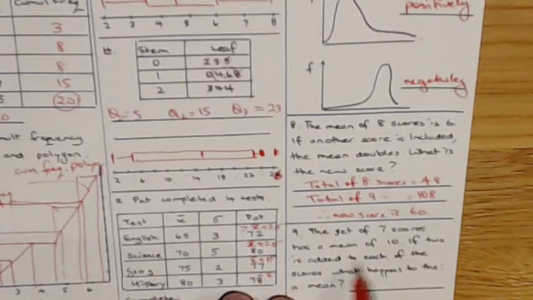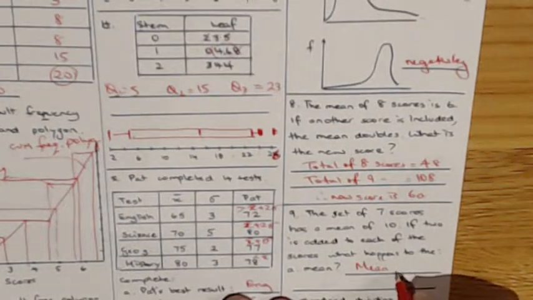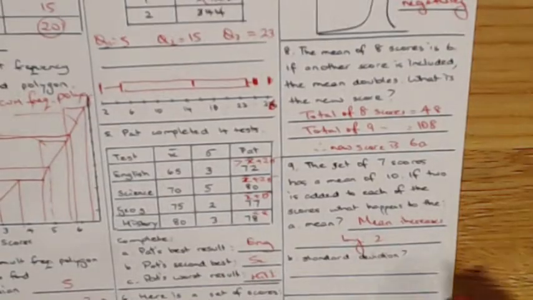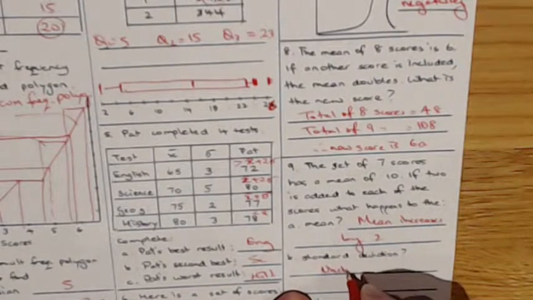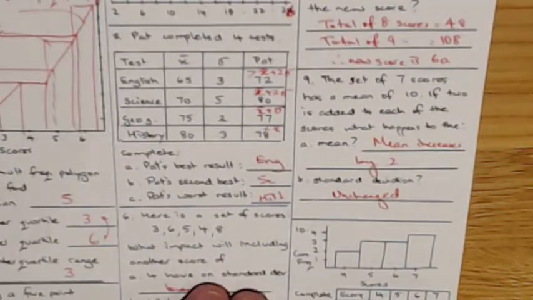A set of 7 scores has a mean of 10. If 2 is added to each of the scores, what happens to the mean? Well, the mean will go up by 2. So the mean increases by 2. Whereas the standard deviation, it doesn't change. The spread of the scores doesn't change if we just added 2 onto each of the scores.